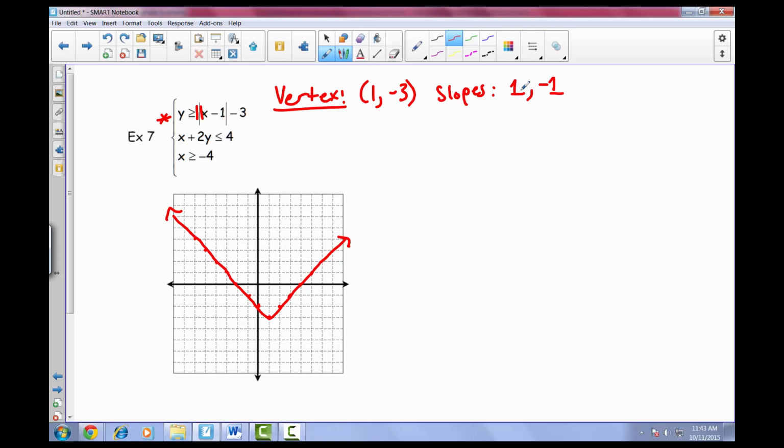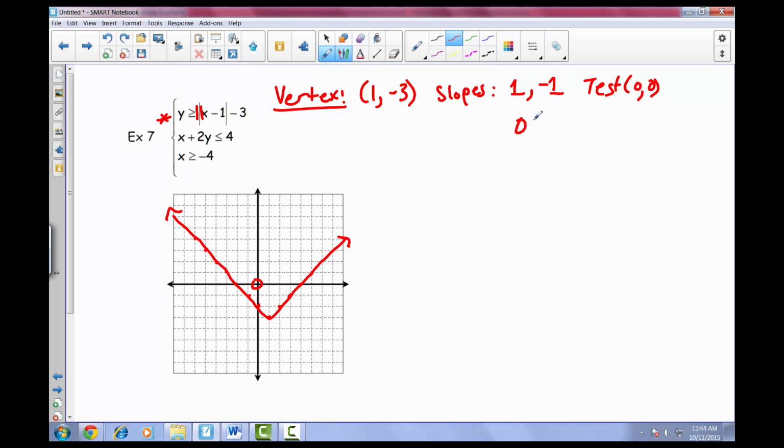Now we have to go ahead and test to see which way we need to shade. So we can go ahead and test a point like (0, 0). We see that (0, 0) is clearly inside of our V, but we need to see if that's the area where we're going to shade or if we're going to shade underneath it.